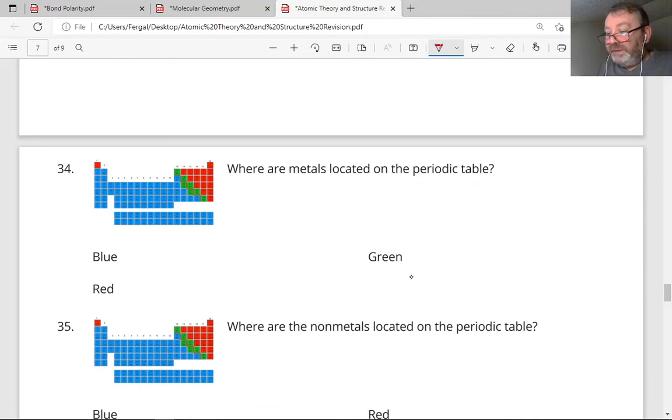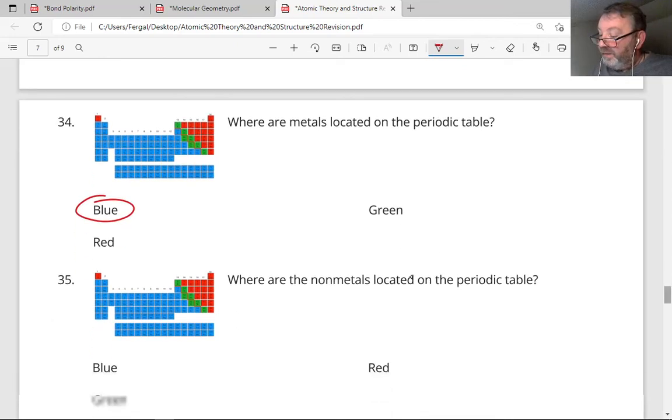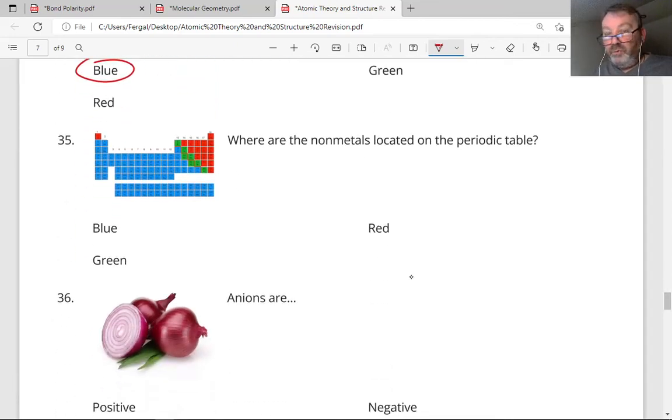I've just copped onto something here, 34 and 35. You didn't have colour. You had black and white. Anyway, let's do them now. 34. Where are the metals located on the periodic table? Metals are located in the blue area, that big area. Number 35. Where are non-metals located? Red. Okay, the red area are your non-metals.